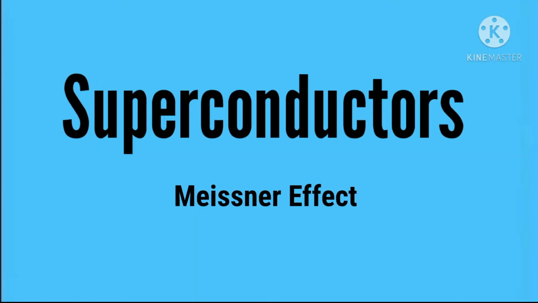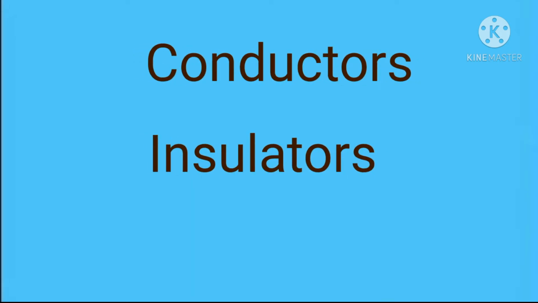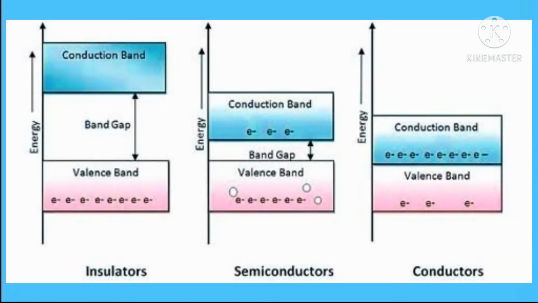Today we'll study about superconductors and the Meissner effect. So remember the basic classification of materials, that is conductors, insulators and semiconductors. Now this classification told us about the property of materials, especially the ability to conduct electricity. It is done based on the difference between the conduction band and valence band, or to say based on the energy band gap. But that was different from this term, that is superconductor.